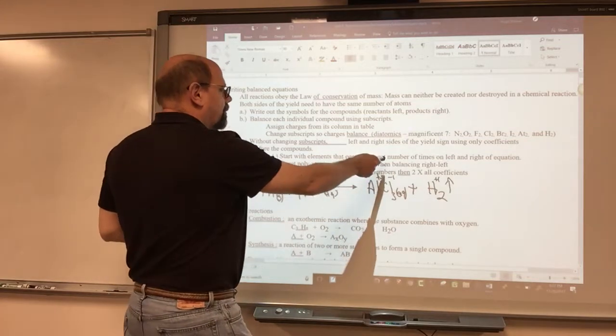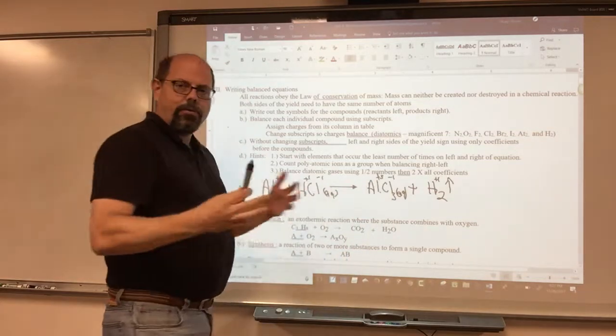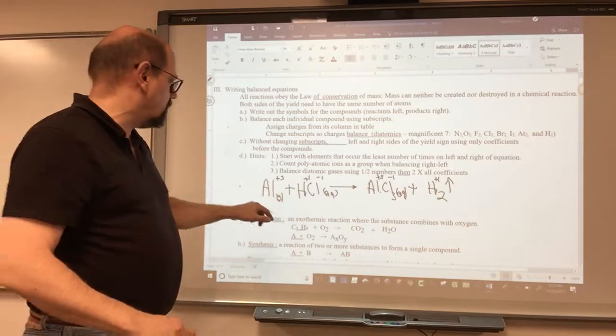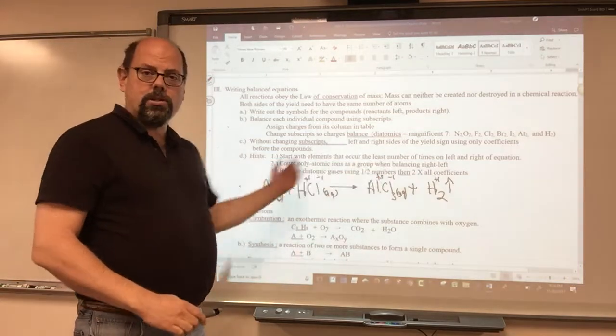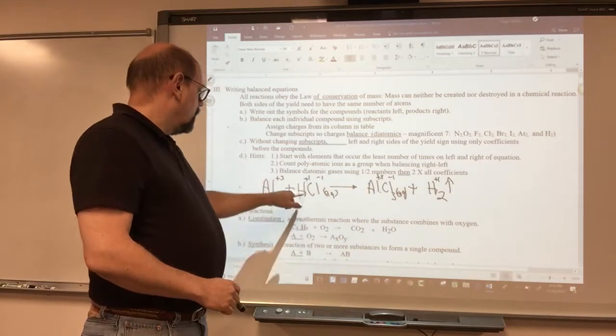Now, it does say start with the element that doesn't have multiples. Like if aluminum was here, here, and here, there are 3 places, leave that for last because they balance themselves out usually if you take care of just those that show up once. But everything in here only shows up once on the left, once on the right. 1 aluminum, 1 aluminum. 1 hydrogen.